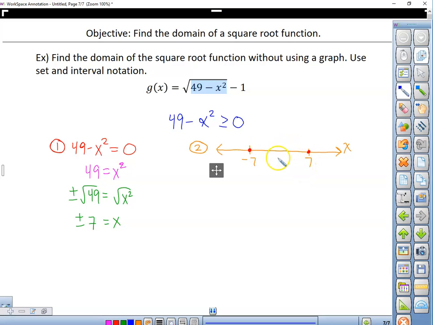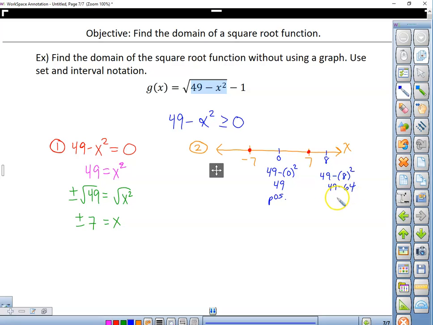Here it's in the middle, so I would figure out, okay, what happens if I plug in 0 to 49 minus x squared? So I'm looking at 49 minus 0 squared. That would be 49 minus 0, which is 49. So this section is positive. Now, you can go through and you can do the others. For example, I can choose positive 8 over here. And then I've got 49 minus 8 squared. That would be 49 minus 64.